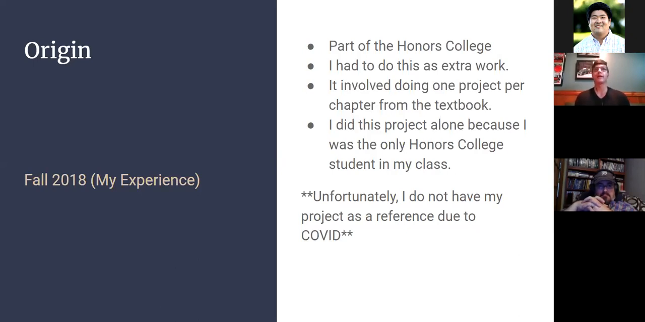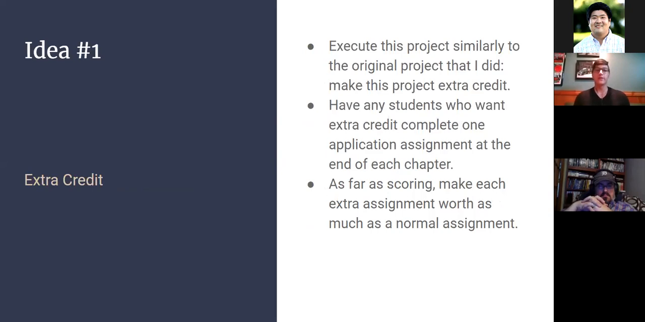But a lot of different textbooks have similar projects or similar application problems or challenge problems that could be used in the same way. So my first idea was similar to the one I did and just have it as individual extra credit for students who elect to do so.